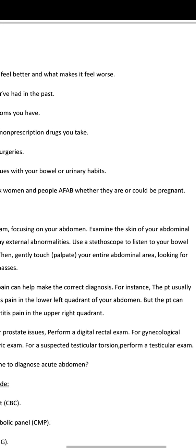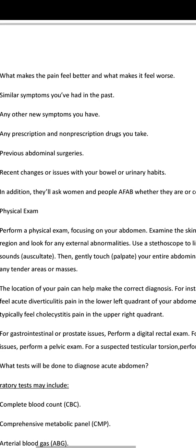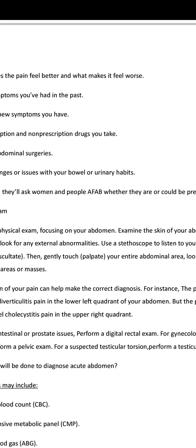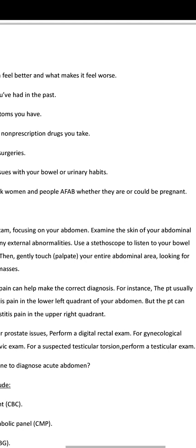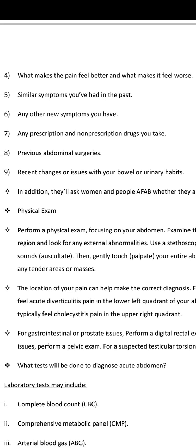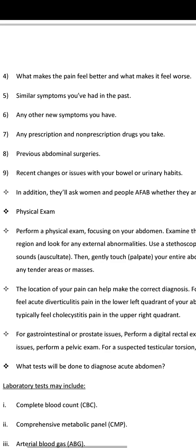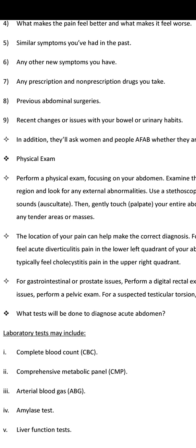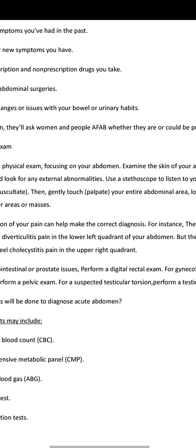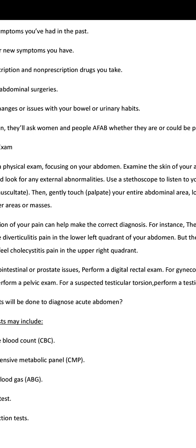Use a stethoscope to listen to the bowel sounds. The listening to the bowel sounds will tell you if the patient has got intestinal obstruction, or inflammatory bowel syndrome. Gently palpate the entire abdominal area, looking for signs and symptoms of tenderness or mass or organomegaly. So the location of a pain can help you make a correct diagnosis. That's what we say. So when you know where the pain is, you can know, oh, this is the area where the stomach is.